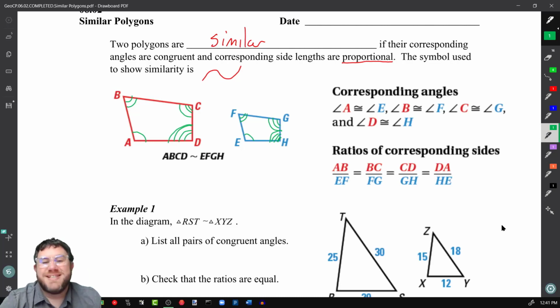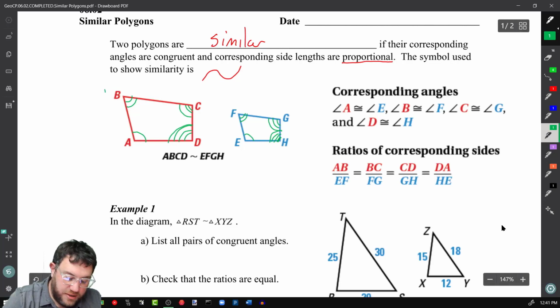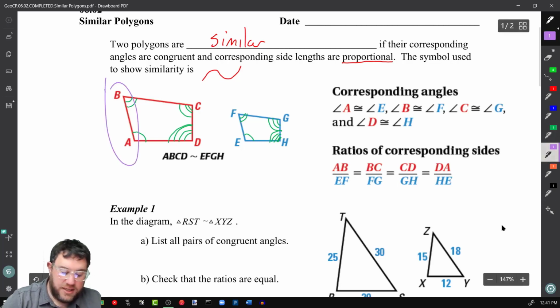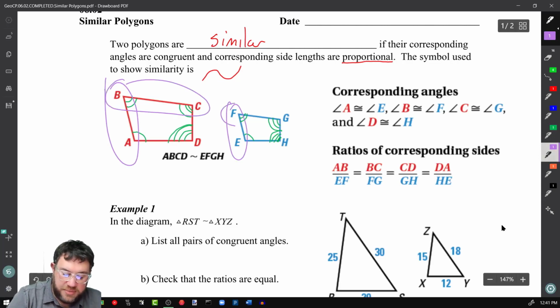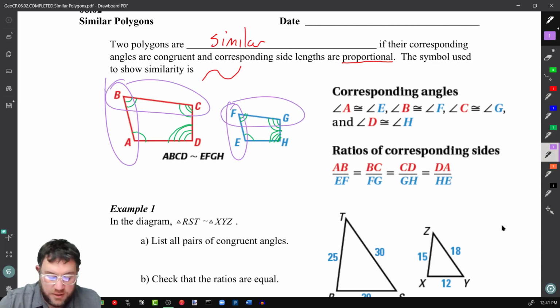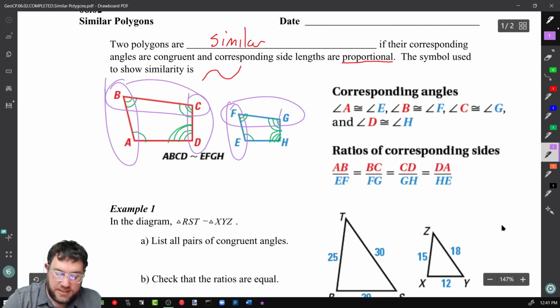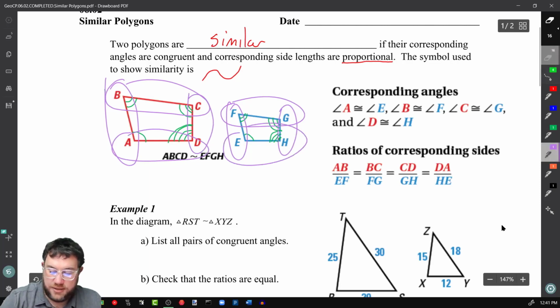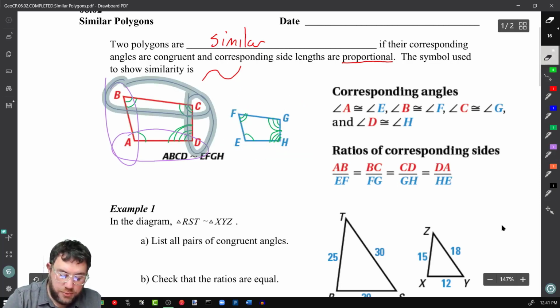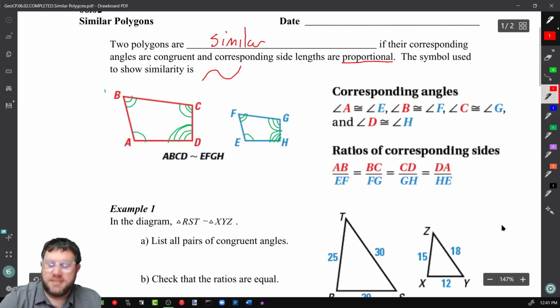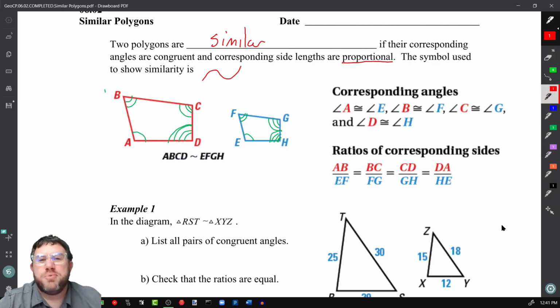Okay, and for our sides, remember the corresponding sides form a ratio, form a proportion with the others. So we know that if we did AB over FE, it would give us the same number as if we did BC over FG. That would give us the same thing as if we did CD and GH. That would give us the same thing if we did AD and EH. So it doesn't matter which sides we use, we're still always going to get that same proportion. We're going to be able to reduce all of them to the same fraction, essentially.